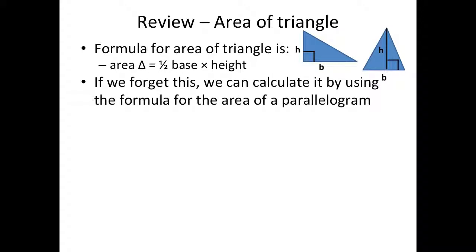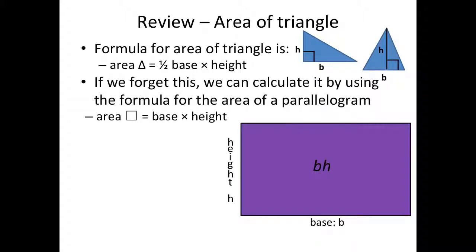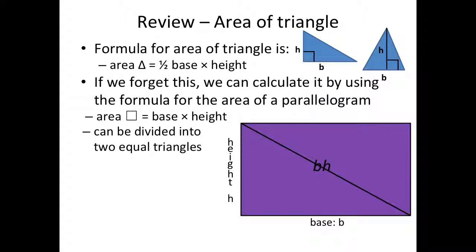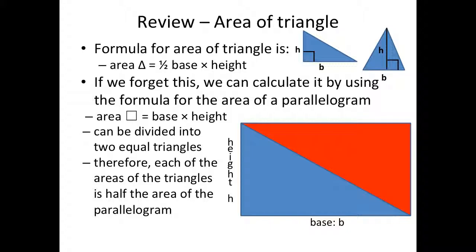If we forget this formula, we can always derive it if we remember that any parallelogram can be broken down into two triangles, and the area of a parallelogram is just base times height. So right there I have a parallelogram that's actually a rectangle, which is a kind of parallelogram, and the formula for the whole thing is base times height. If I divide it into two equal triangles like that, I now have a blue triangle and a red triangle, and if together they add up to base times height, then each one alone must be 1/2 of that. So 1/2 base times height, thereby proving our formula: the area of a triangle is 1/2 base times height.